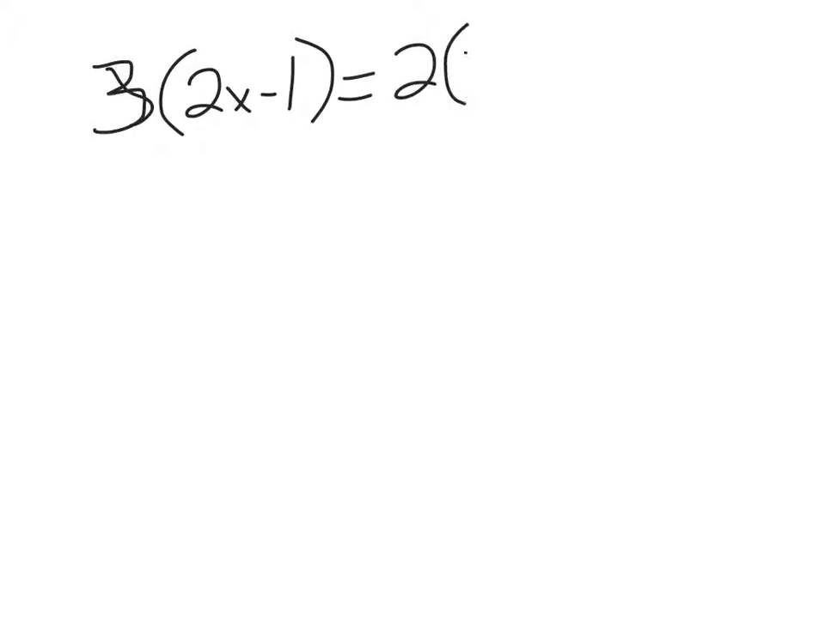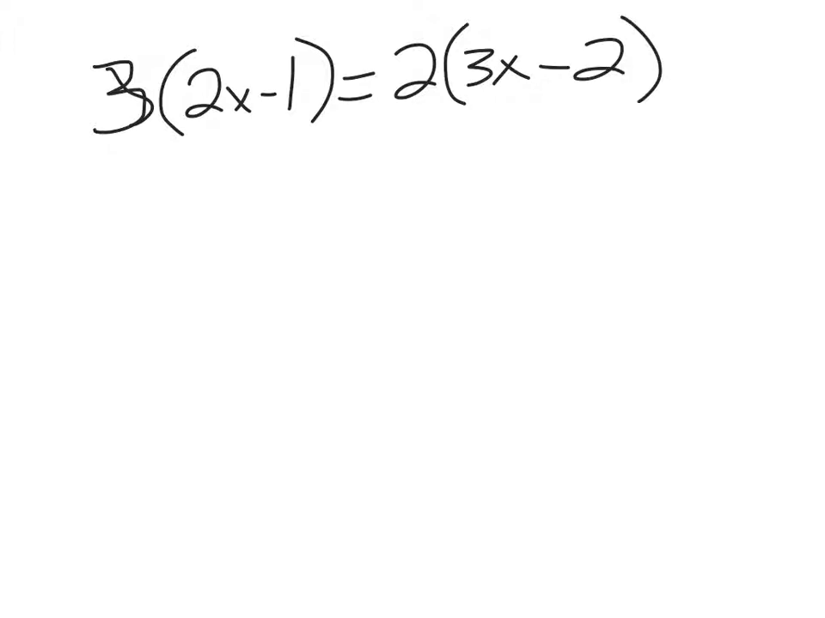I'm going to walk you through page 85. Again, if you don't have your book, no big deal, because I'm going to walk you through these exact 3 questions in example 4. So these are going to look very, very similar. Letter A says 3 times the quantity 2x minus 1 is equal to 2 times the quantity 3x minus 2.